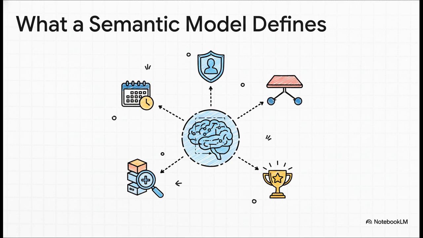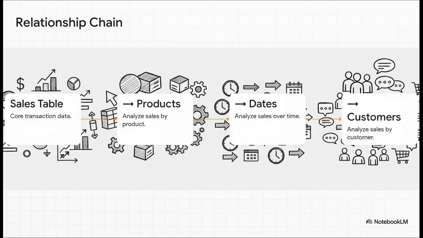It is the single source of truth for all of your business logic. So for example, inside your model, you'd build out these connections. Your main sales table would link to your product table, right? That way, you can analyze sales by product. And it links to a date table for any time-based analysis, and to a customer table to see who's buying what. It's this web of relationships that creates one unified, queryable view of your entire business.